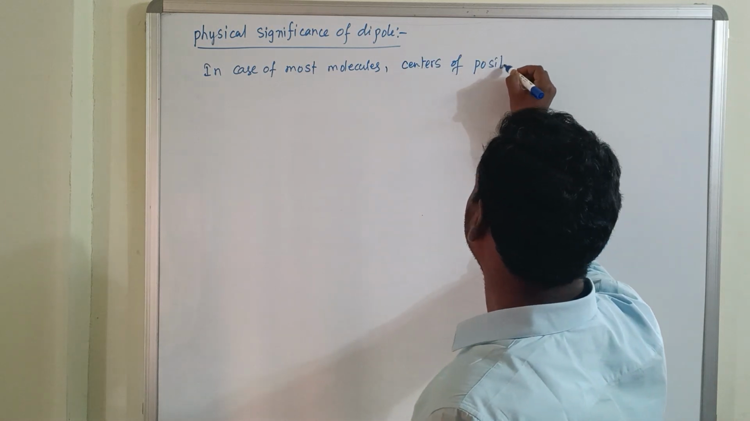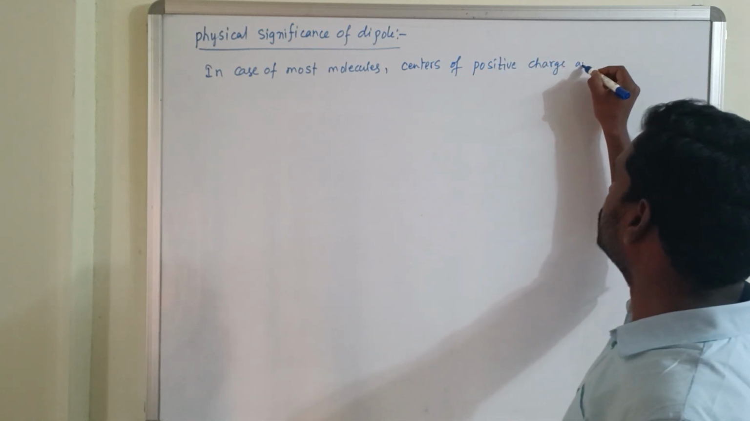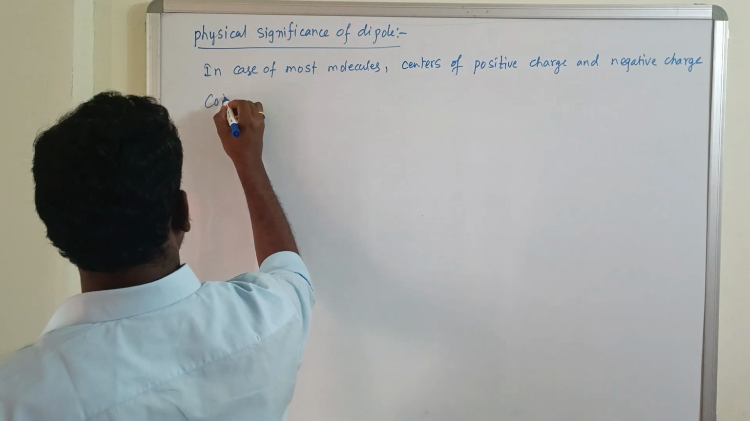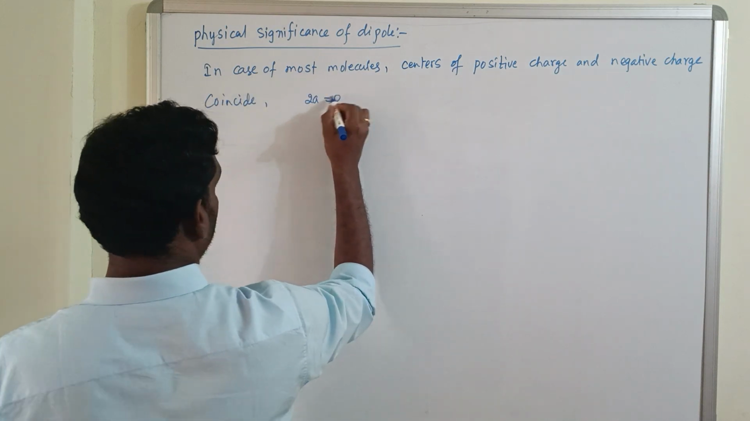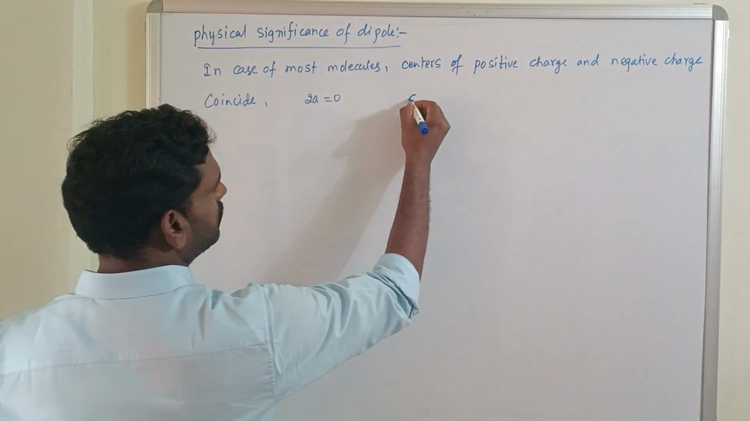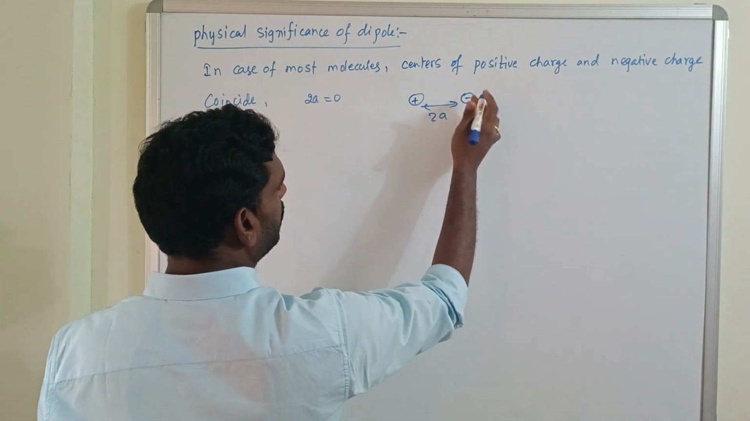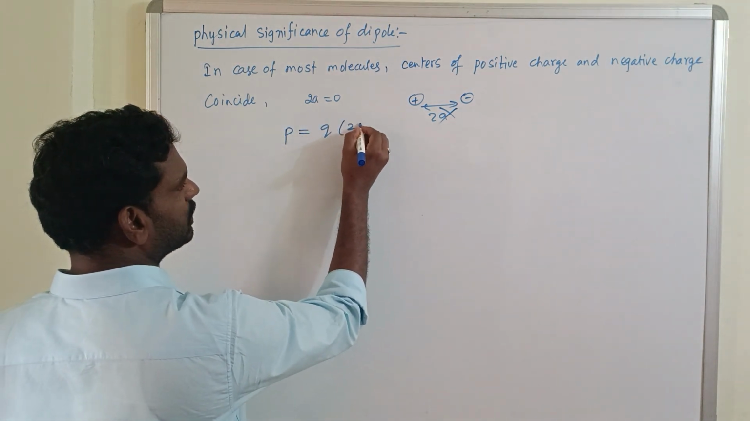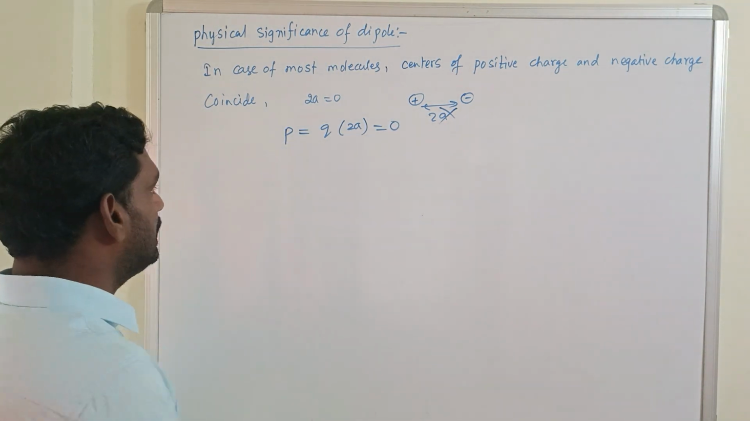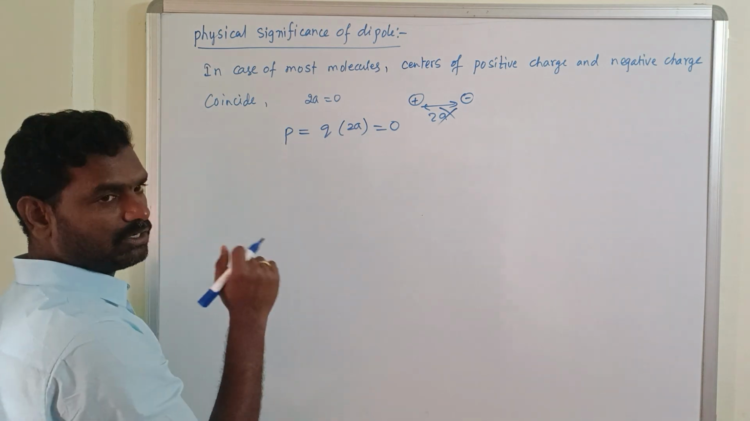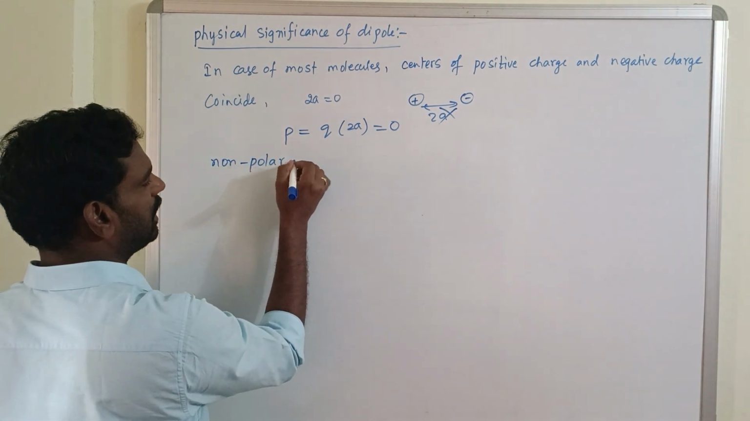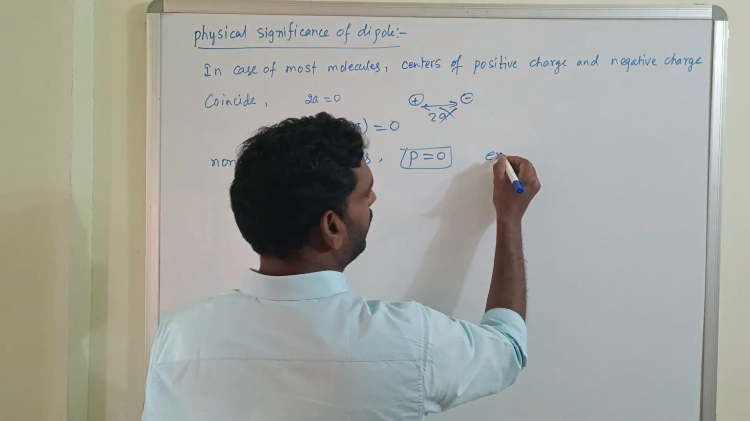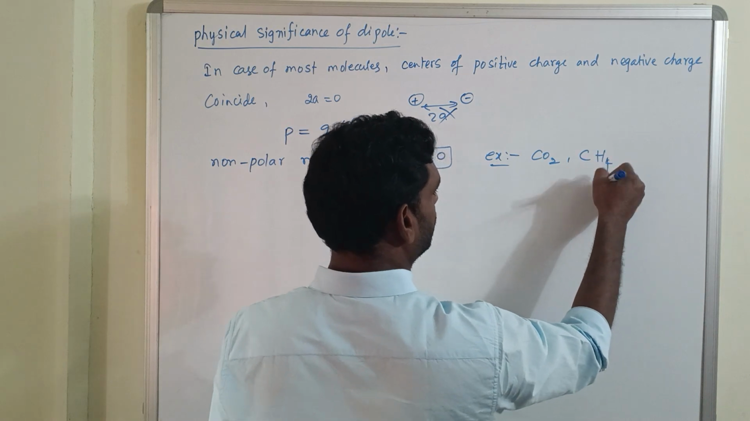In the case of most molecules, centers of positive charge and negative charge coincide. What does coinciding mean? 2a is equal to 0. There is no separation, whereas normally there is a separation 2a between positive and negative charge. If 2a is equal to 0, dipole moment equal to charge into separation, so dipole moment is equal to 0. Such molecules for which dipole moment is equal to 0 are called non-polar molecules. Some examples are carbon dioxide and CH4.